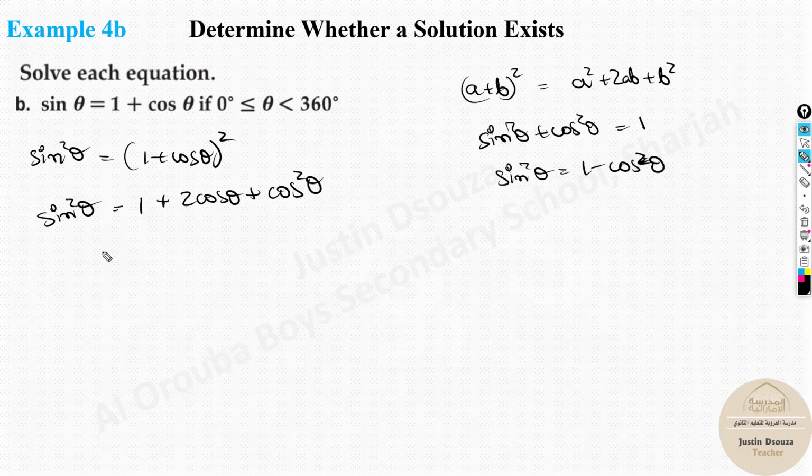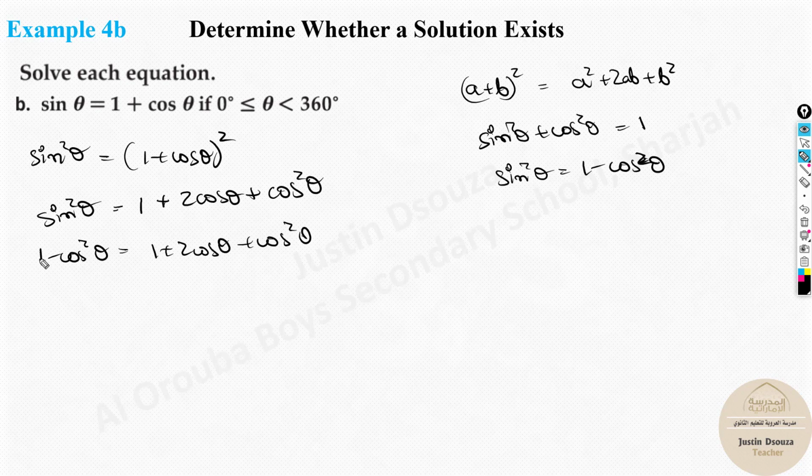We can easily simplify this then. So I will change this to 1 minus cos square theta. Now what we will do is, over here it is the same thing, 2 cos theta plus cos square theta. Now we will get everything to one side. I can bring the right side to the left side or the left to the right.